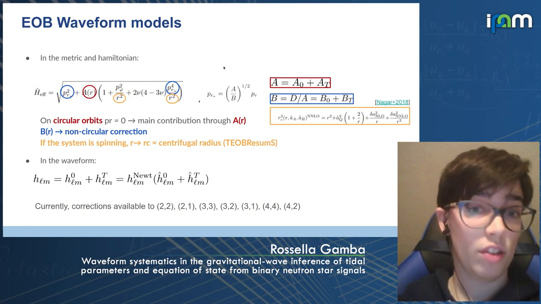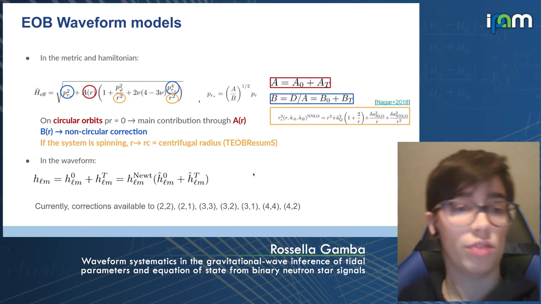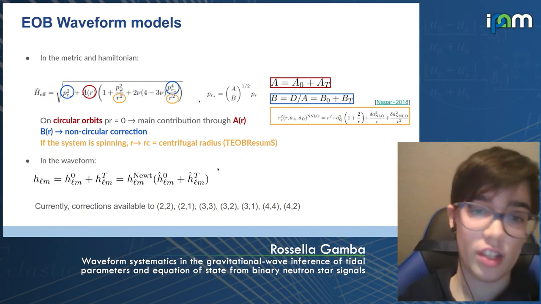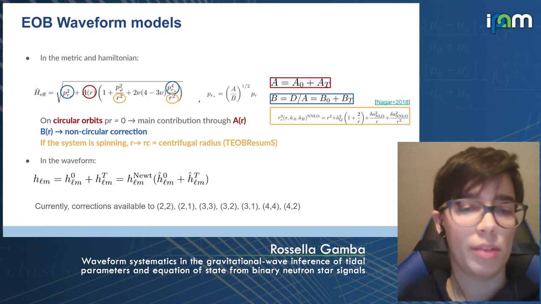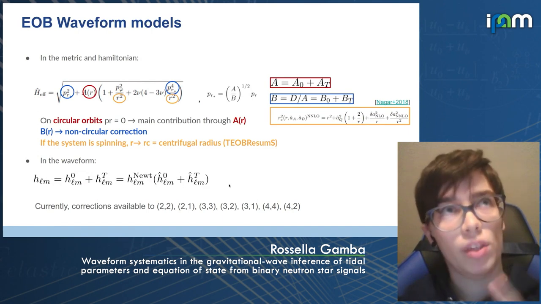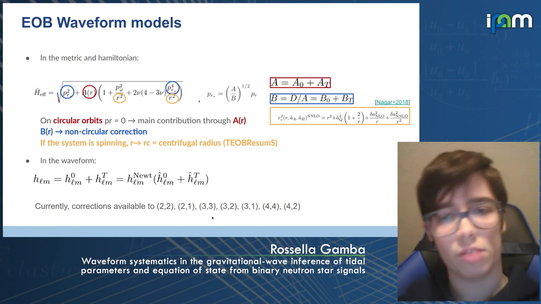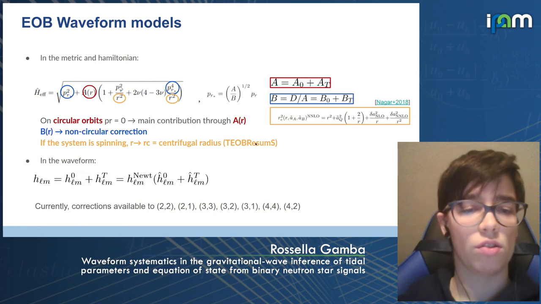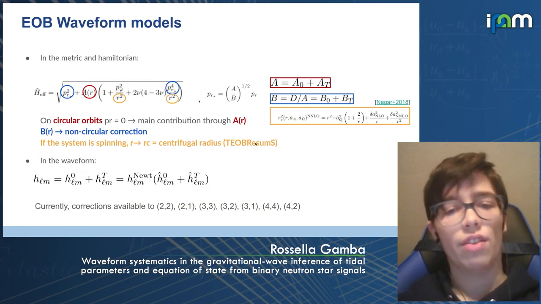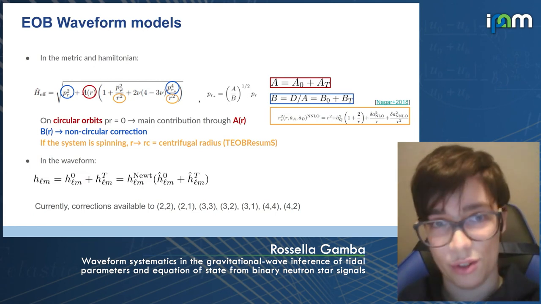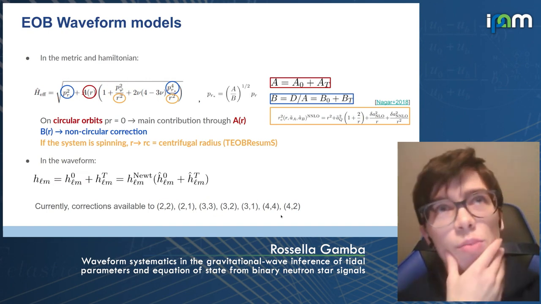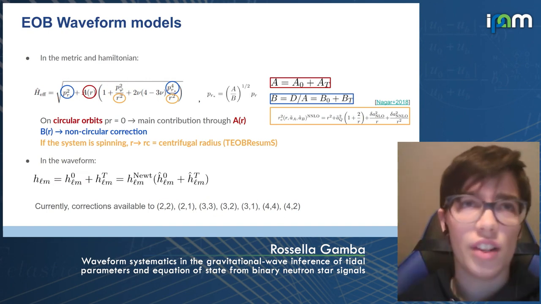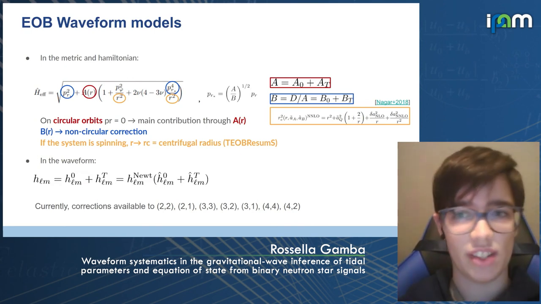This was for the Hamiltonian, but you also want to include corrections to the waveform, of course. And you do this just by, again, straight up adding PN terms. And currently we have tidal corrections for all of these modes that you see here below. So 22, 21, 33, 32, 31, 44, and 42, which are quite a lot. And these are corrections that have been computed, I think, either early this year or last year, so very recent.